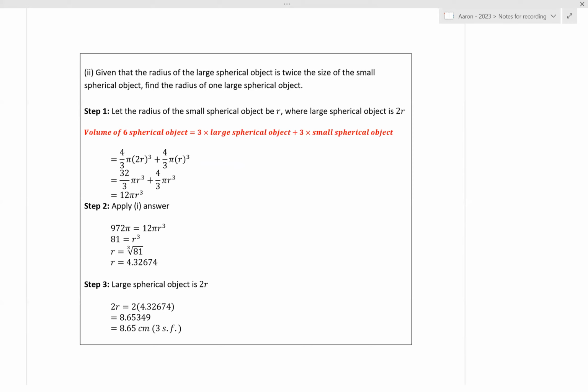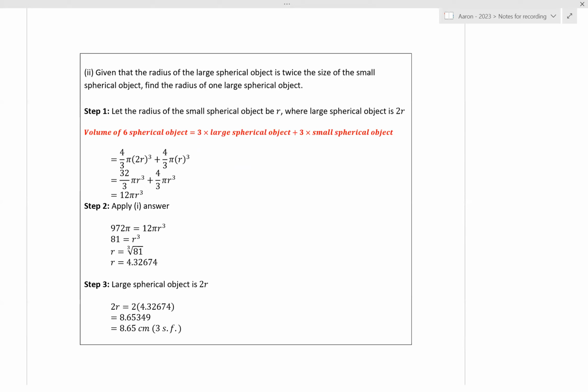That's why we let the radius of the small spherical object be r. Since radius, we just represent r. But if you want to use x or anything else, also can. Just that using r is more convenient for ourselves because the formula is based on the radius as well. Because the large spherical object is twice, thus the radius of the large sphere is 2r.